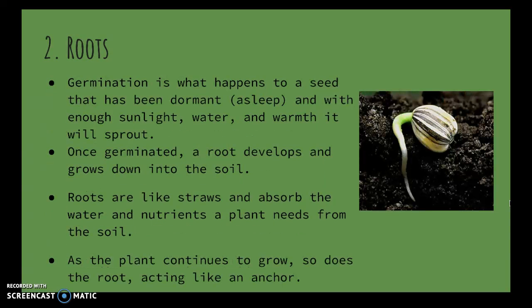The second stage is roots. Germination is what happens to a seed that has been dormant or asleep. With enough sunlight, water, and warmth, it will sprout. Once germinated, a root develops and grows into the soil. Roots are like straws and absorb the water and nutrients a plant needs from the soil. As the plant continues to grow, so does the root, acting like an anchor for the flower.